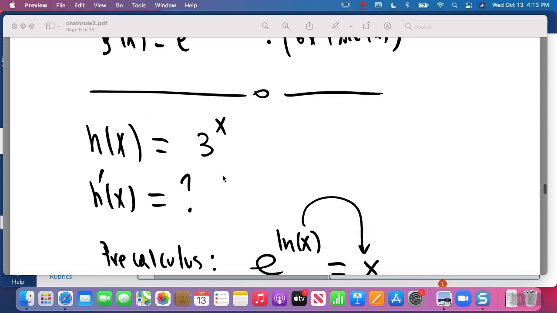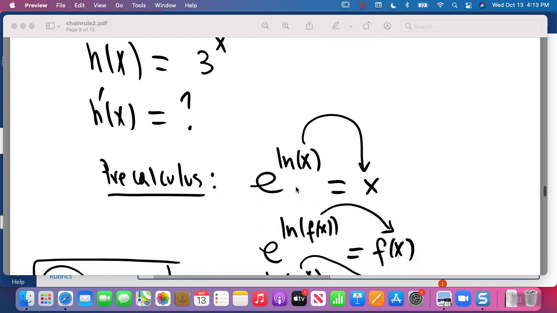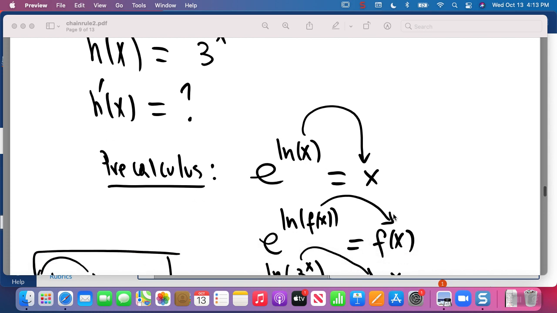Now, we go to a different exponential function where 3 is different from e. So we have h of x equals 3 to the x. What is its derivative? There is a small proof here. We can write x as e to the ln of x, because ln and e cancel each other out, and you have x. So then e to the ln of f of x is going to be equal to f of x.